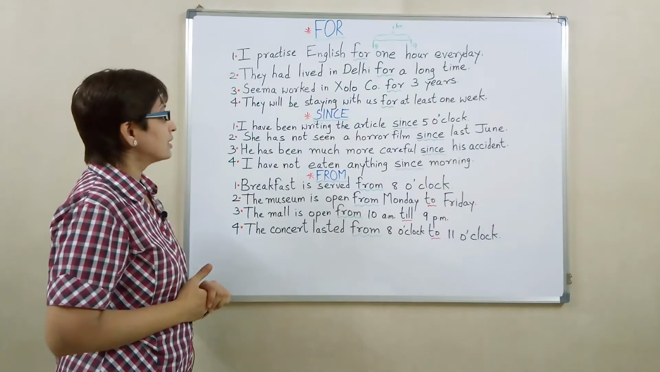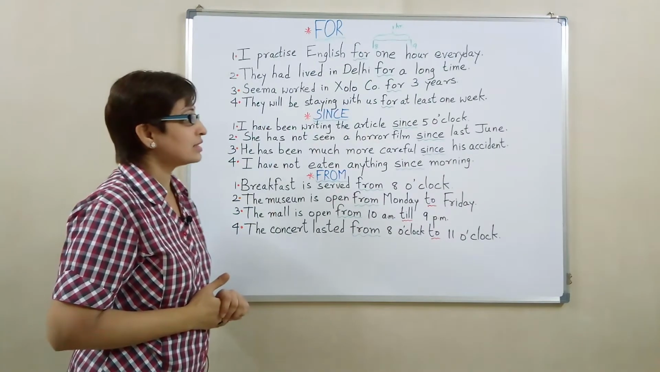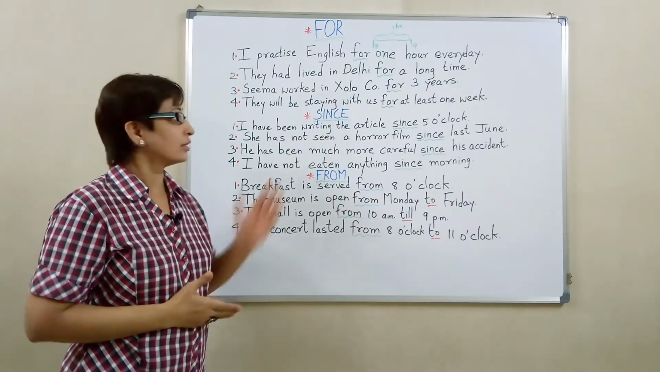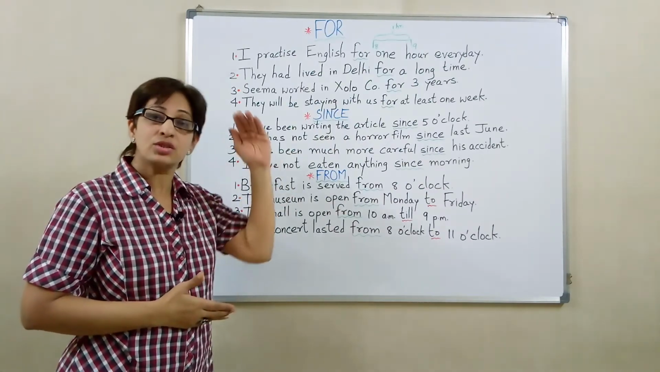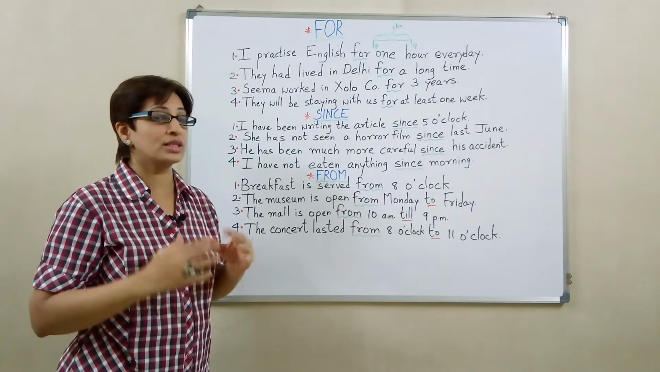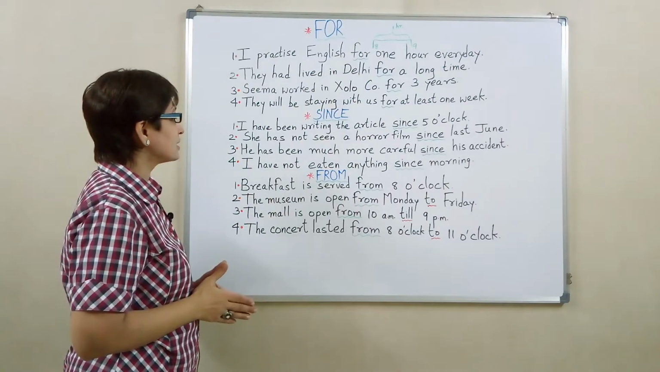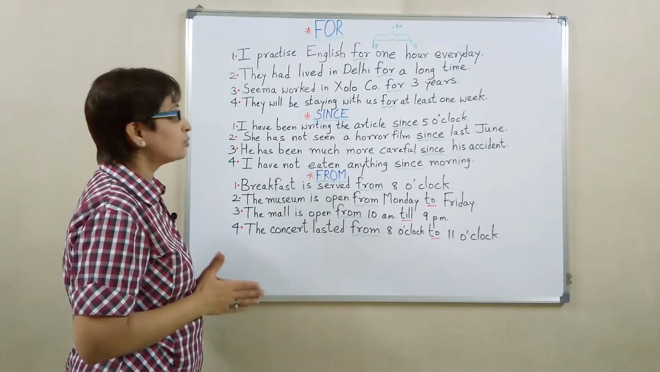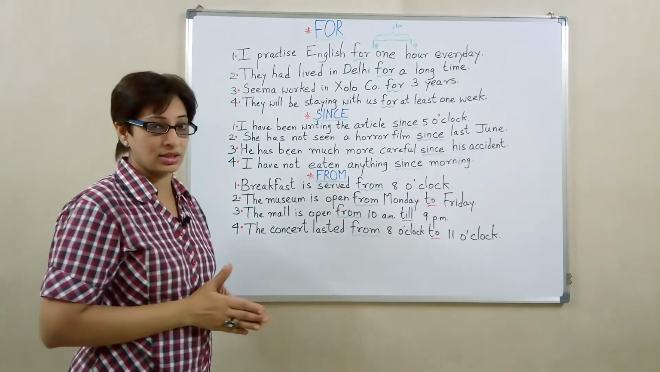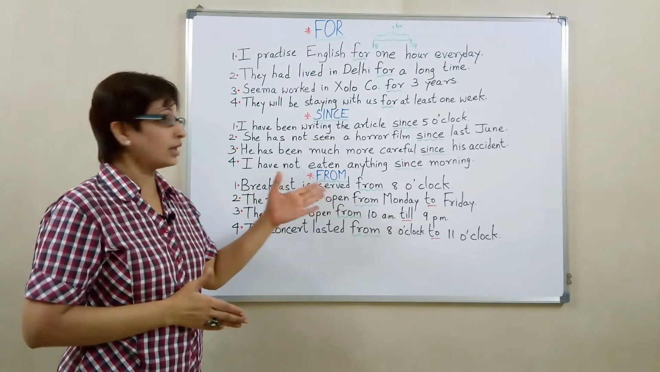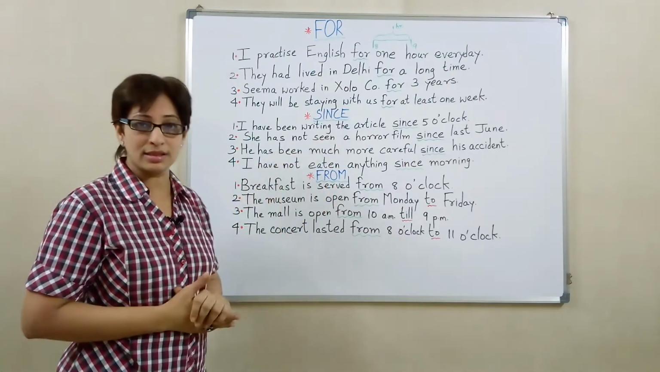The second sentence, she has not seen a horror film since last June. So here again we are talking about the point of time. Since June until now she has not seen a horror film. The third sentence is, he has been much more careful since his accident. Now in this sentence we are talking about an event, and that's why we are using since.